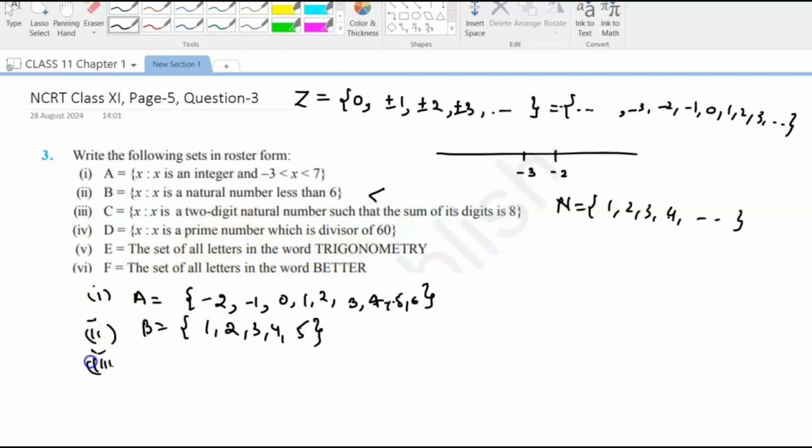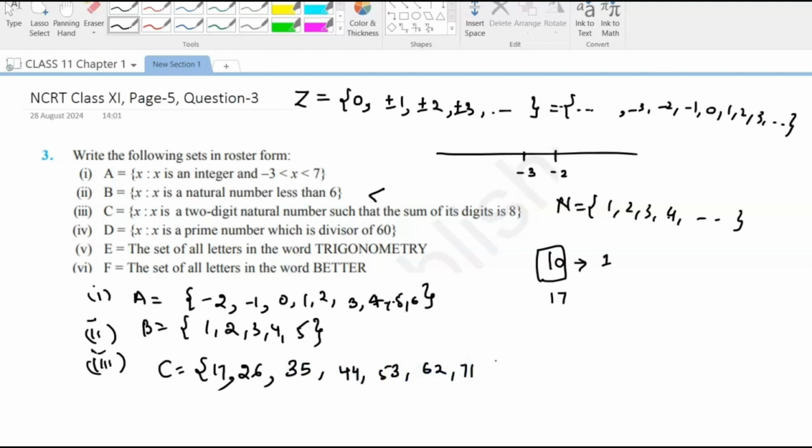Let's see the third option. C. x is a 2-digit natural number such that the sum of its digits is 8. Okay, so 2-digit means it is greater than or equal to 10. And the sum of digits should be 8. The first one would be 17, no wait, 1 plus 7 is 8. Then 26, 2 plus 6 is 8. Then 35, then 44, then 53, then 62, and then 71.